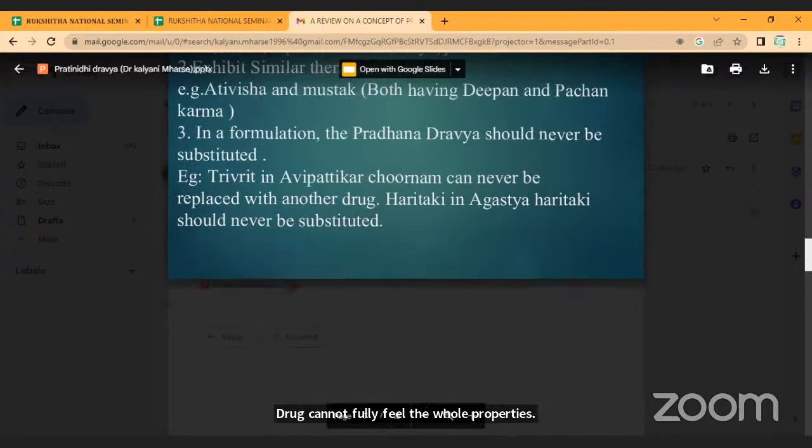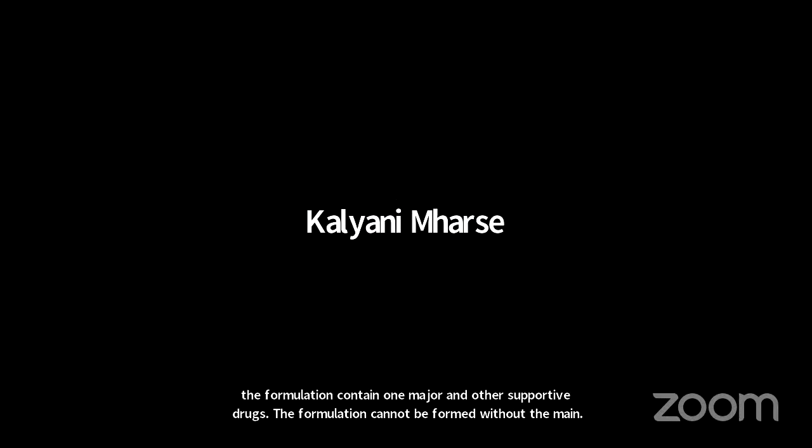Relevance and impact in Chikitsa. Most important criteria of Pratinidhi Dravya is similar indication and their therapeutic activities. To select a proper substitute, one has to not only seek overall similarity of Rasapanchak but also test its therapeutic efficacy clinically. According to the Ayurveda Sarasangraha, the formulation contains one main drug and other supportive drugs. The formulation cannot be formed without the main drug, hence the main drug cannot be replaced by any other drug.